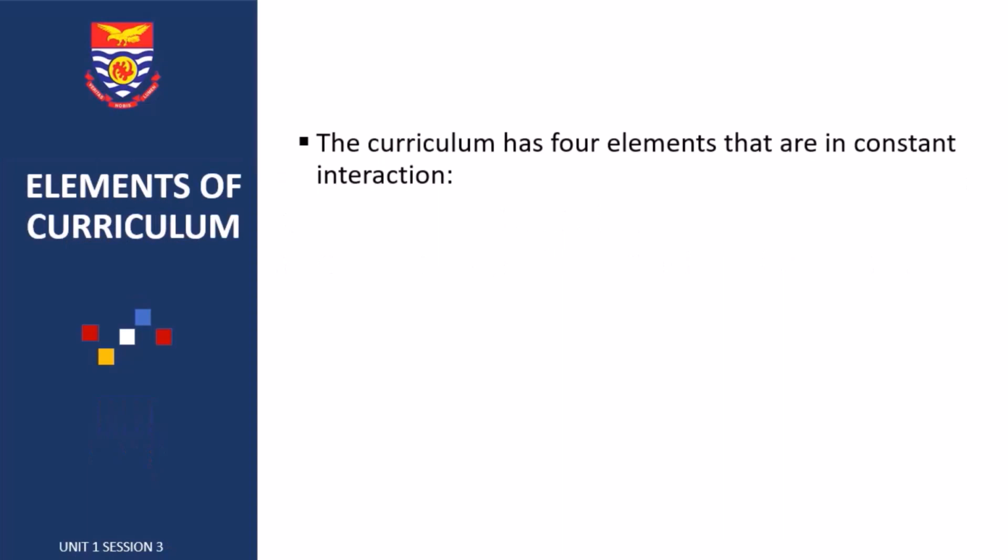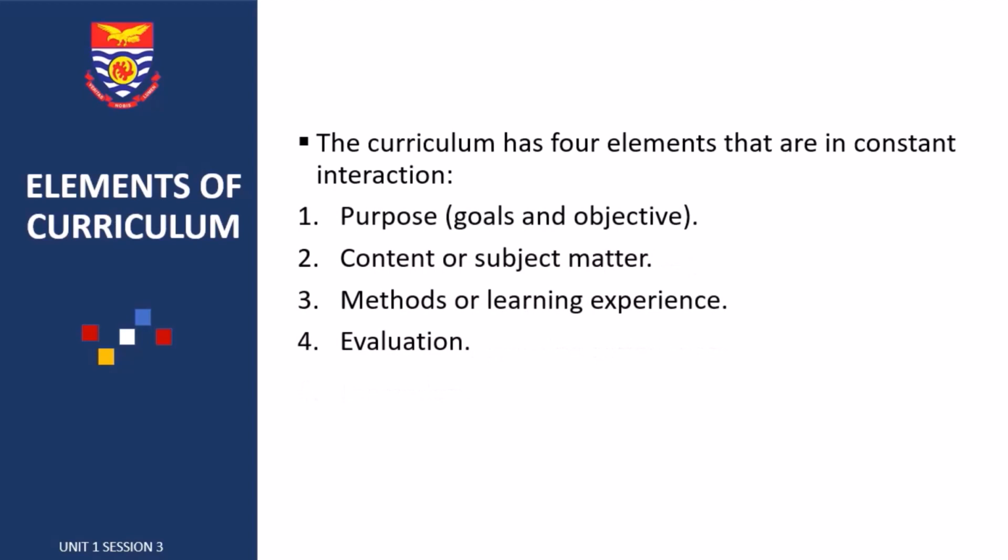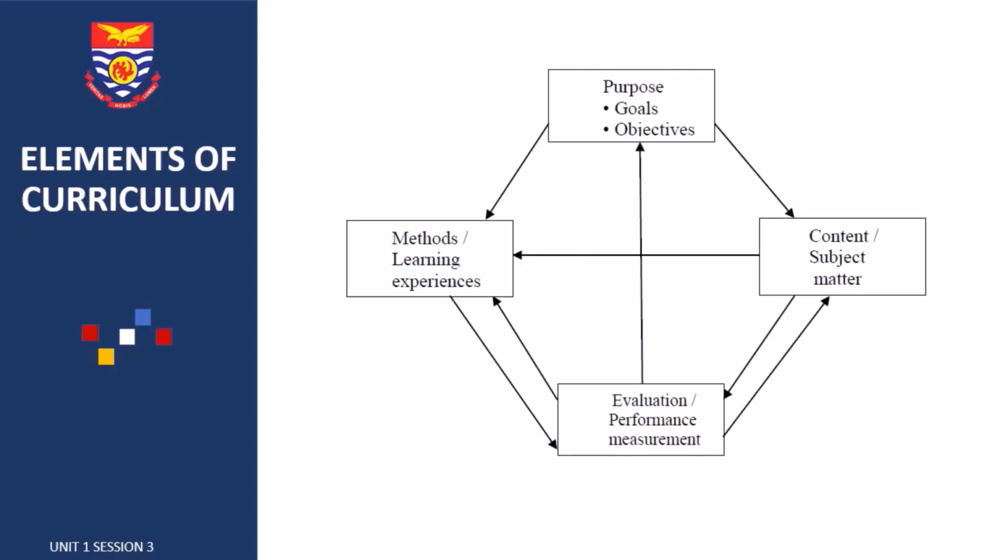There are 4 elements of curriculum that are in constant interaction. There are: 1. The purpose, also known as the goals and objectives. 2. The content or subject matter. 3. The methods or learning experience. And 4. Evaluation. And look at the interrelatedness of the elements of curriculum.